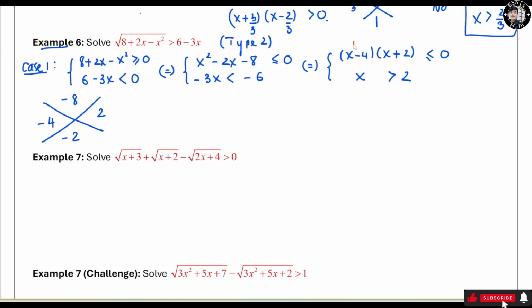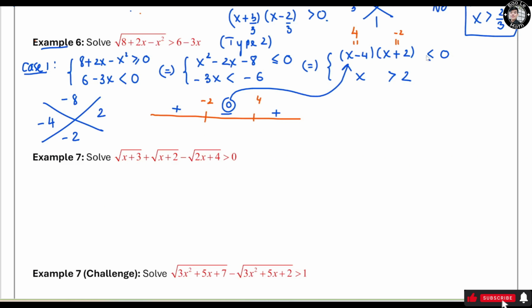Now I need to find the zero of this one, which is 4. The zero of this one is -2, right? I put these on the number line, -2 and 4 right here, right? Now I'm going to check the interval, right? So I pick 0 over here, substitute 0 for s back over here, right? So I have 0 minus 4 times 0 plus 2. When you multiply them, it's going to be -8, which is negative, right? So this interval is negative, and this one positive, this one positive, right?